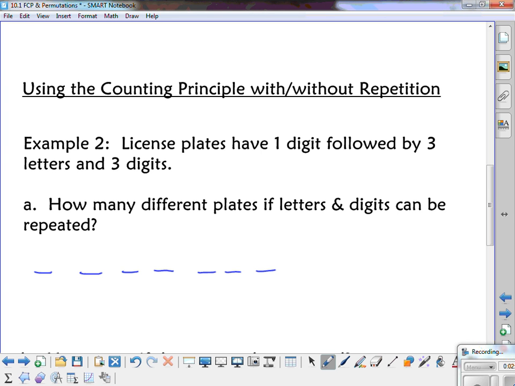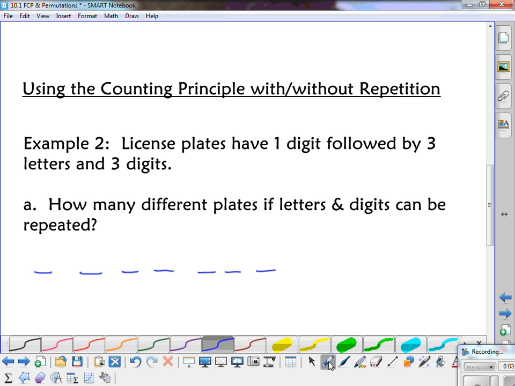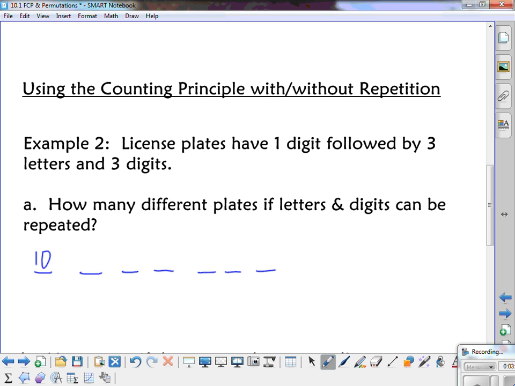So, how many possible digits are there that we could use on that license plate? How many digits do you have on your hands? 10. Don't forget to count. They're called digits also. Your fingers are also called digits. Okay, so don't forget to count 0. 0 is a digit. So you've got 0, 1, 2, 3, 4, 5, 6, 7, 8, 9. There are actually 10 digits, okay? So wherever my numbers are, I've got 10 possibilities on my license plate, right?